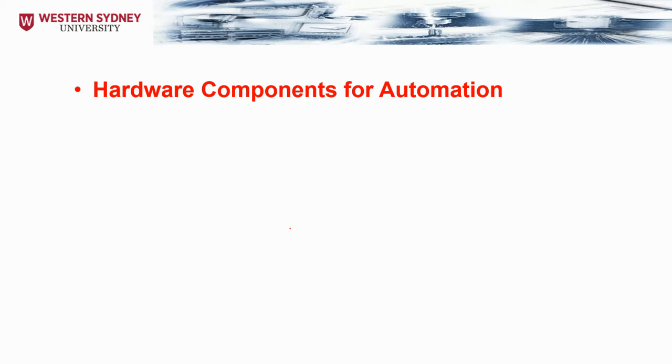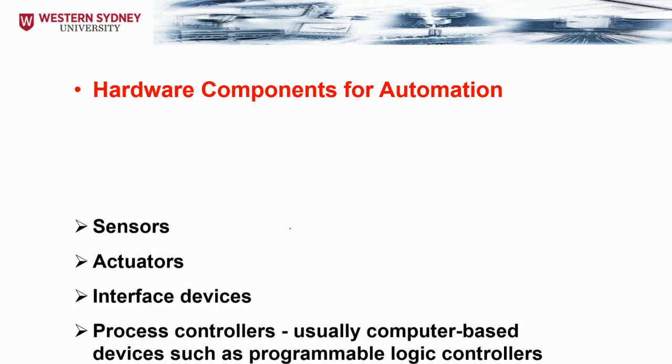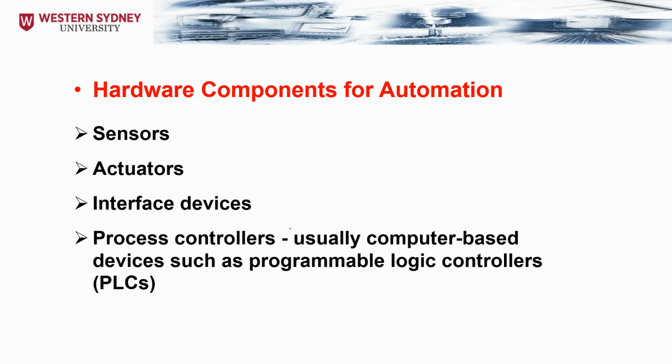Now, the hardware components of the automation we have. Because it's going to be automated, we're going to have a computer. The computer needs to contact the parts and the machine. So this computer is going to use sensors first, and we're also going to need actuators to take an action. We need interface devices between the sensors, the actuators, and the control system. And we need the process controllers, which are computer-based devices such as programmable logic controllers, or what we know as PLCs.